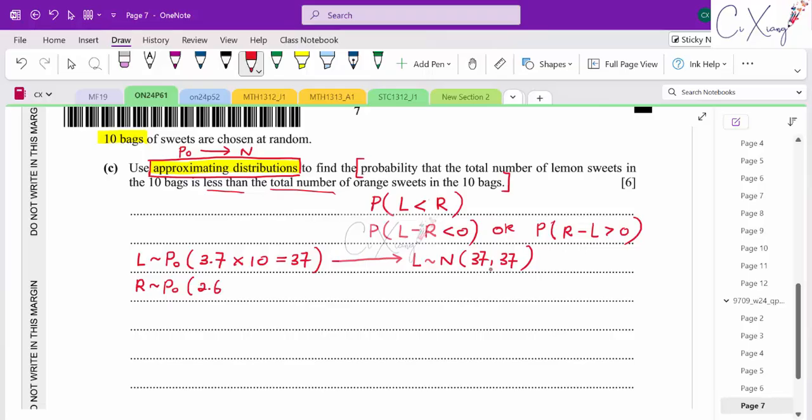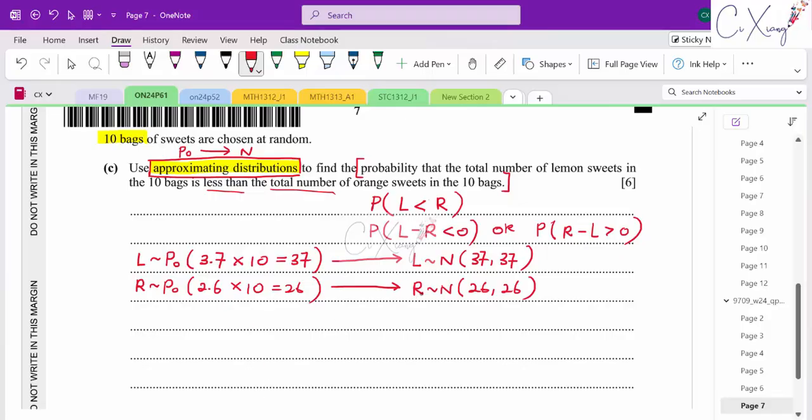Then for orange, originally it is also Poisson distributed. One bag is having the mean or lambda 2.6. You have to multiply by 10 also because now you're having 10 bags, which equals 26. Due to the same reason, because the lambda is already more than 15, you can change it to normal distribution as well. If your lambda is 26 here, the mean is 26, and the variance is also 26 for Poisson distribution. Then I need to combine the lemon and the orange into one variable so that I can calculate the probability later.